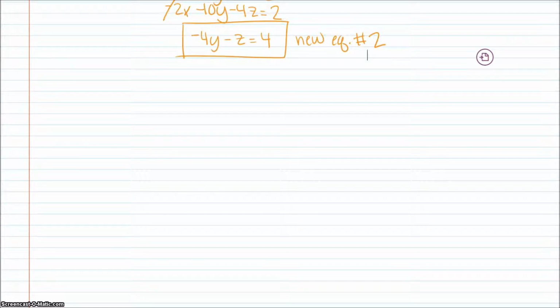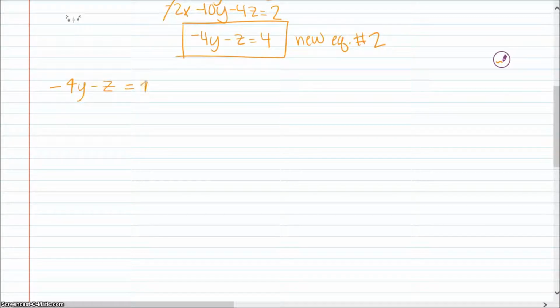And that is the new equation number 2. So now we're going to put the two new equations together to find y and z, and then later to find x. So we're going to start with our second new equation, negative 4y minus z equals 4. And then we're going to put negative 2y minus z equals 2, I'm sorry.